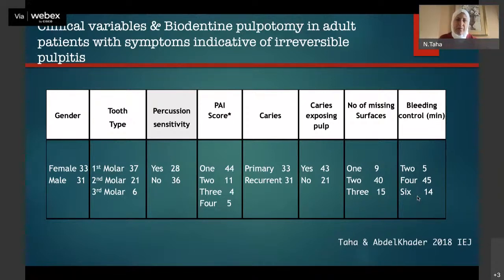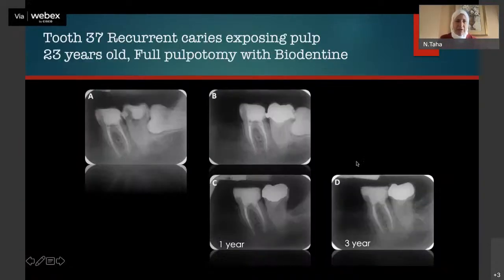Pulpotomy was highly successful. These are examples of the 3-year follow-up that we did last year, and we are doing the 5-year follow-up now. You can see this tooth, previously restored, with recurrent caries. We did pulpotomy; at 1-year follow-up the tooth is asymptomatic. At 3-year follow-up, everything is perfect, and there is no report of staining.